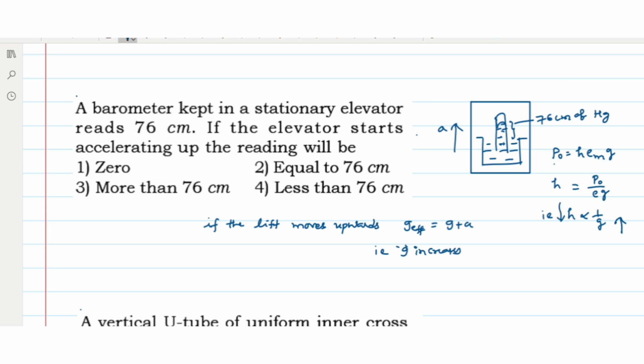Initially, when it was stationary, it was showing 76 centimeter. When the lift is accelerating up, the effective g value is increasing, which means the height of the mercury column in the barometer is going to decrease. So the answer is that h should be a decreased value. It will show less than 76 centimeter.